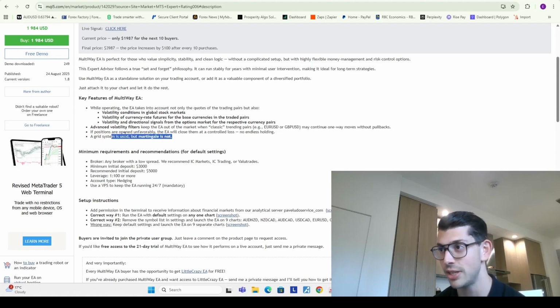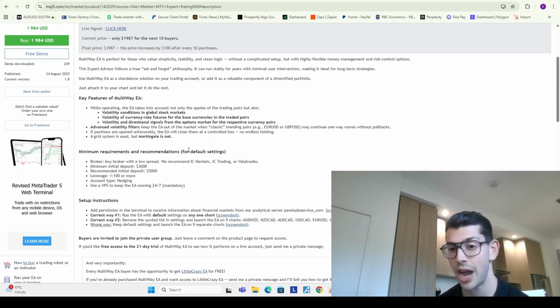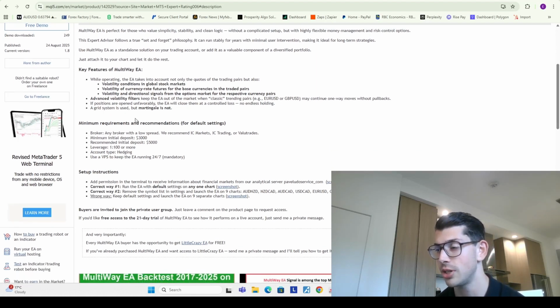And here it says a grid system is used but martingale is not. I'm curious what he means by that. Like, is it actually averaging in, or does it just add a ton of new positions at a comparable lot size? So I'd be curious to see that.